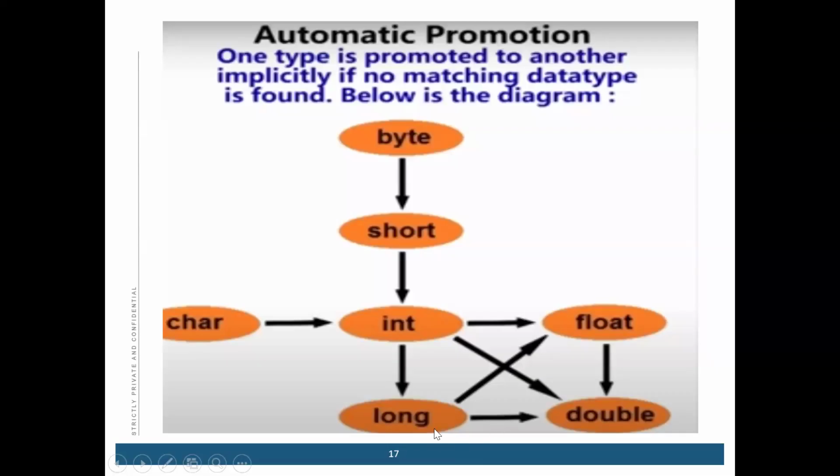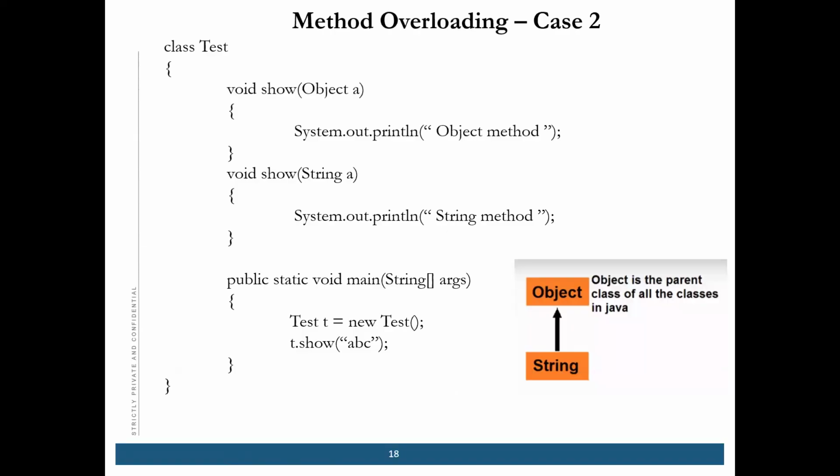Suppose another example, object. Object is the parent class for all the other classes in Java. As you can see, we always create an object, so object is also a data type. If you are passing object and a string, which one will it call, the string method or the object method? String. Why? Because this is a perfect match. In a perfect match, there is no option. Whichever is a perfect match, it will call that method.